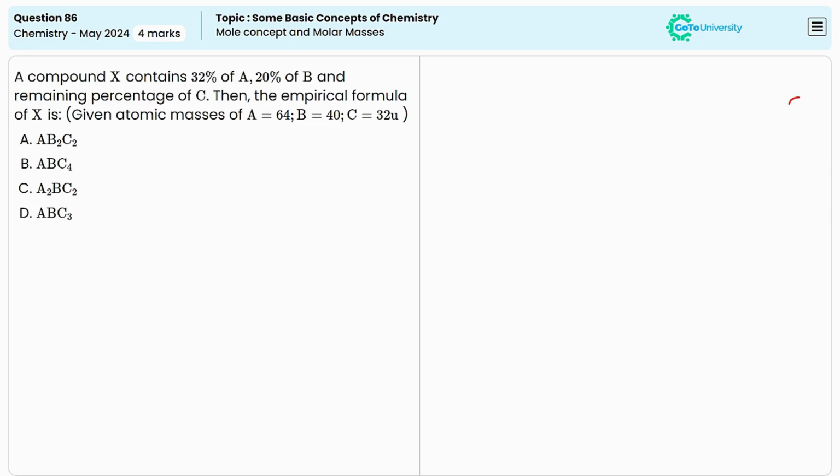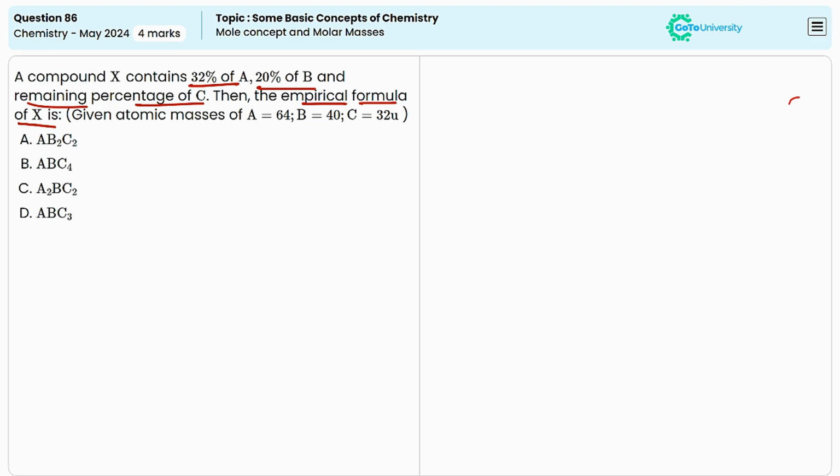In this question, you have been asked to find out the empirical formula for a compound X which contains 32% of A, 20% of B and the remaining percentage of C. First of all, let's find out the number of moles of each of the elements A, B and C present in X by using the percentage of each element.